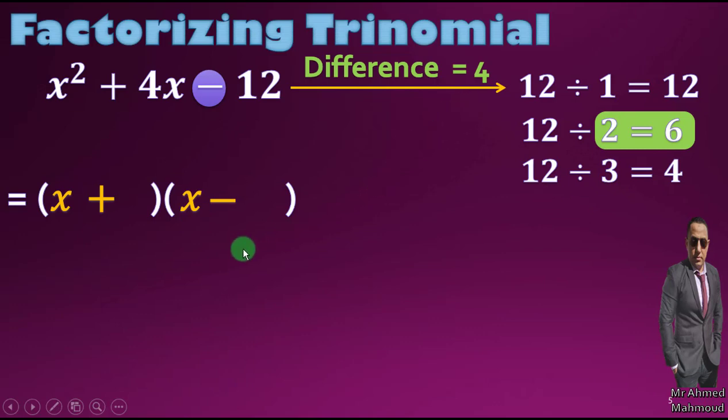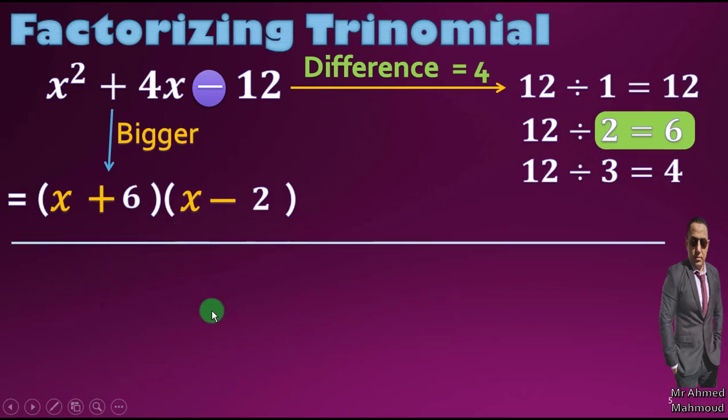Now I have an issue here. I have two different factors, 2 and 6. I'm going to write the bigger one with the sign of the middle. What does it mean, Mr. Ahmed? The sign of the middle is positive, so this sign will take the bigger factor. The bigger factor is 6, so I'm going to write 6 here and 2 here. Again, the sign of the middle goes to the bigger factor, which here is 6.